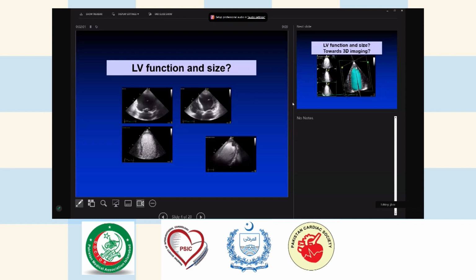LV function, LV size is pretty easy. We do an echocardiogram. Here you see a very bad heart. Here you see the 2-chamber view. There is the 4-chamber view. It's clear that this patient has a huge infarction in that area. Also, this part here is akinetic. Here you see a big apex that's not functioning well.